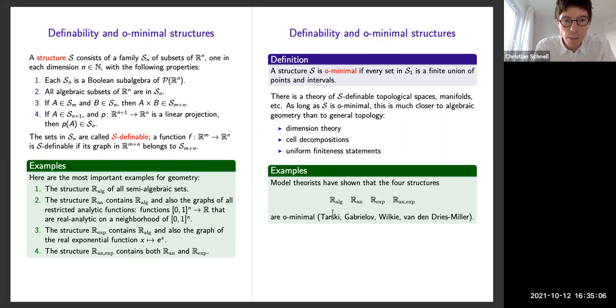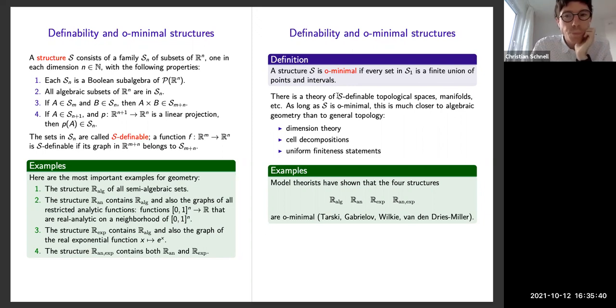So this is a not so difficult theorem in the case of R-alg. This is Tarski's theorem about quantifier elimination. And then the most difficult one is this theorem by Van den Dries and Miller that Ran,exp was o-minimal. What happens for the o-minimal structures is that even though it's a generalization of algebraic geometry, it is pretty close to algebraic geometry in how it behaves. If you have o-minimal things, still stuff behaves much like algebraic geometry.